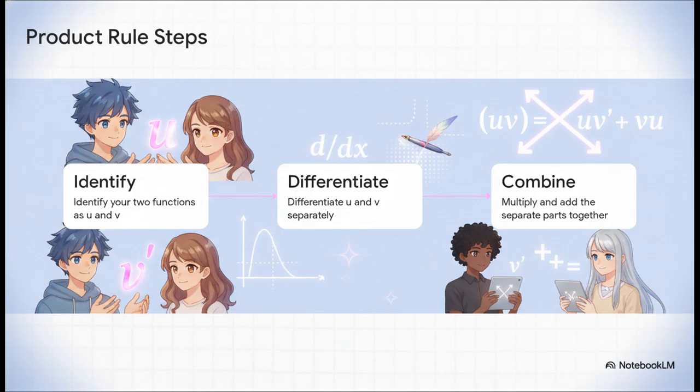Step 2, go to the side of your paper and differentiate u and v completely separately. Step 3, combine them using a little crisscross pattern. You multiply u by the derivative of v and then add v multiplied by the derivative of u. And there you have it. You've just navigated a complex product using nothing but basic algebra.